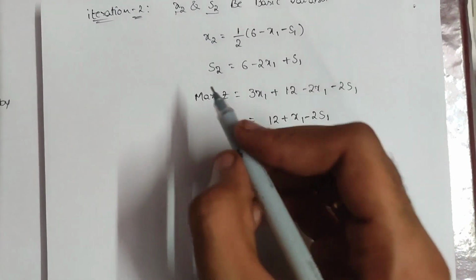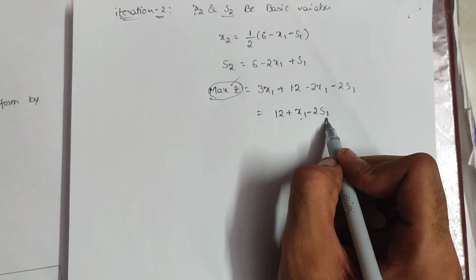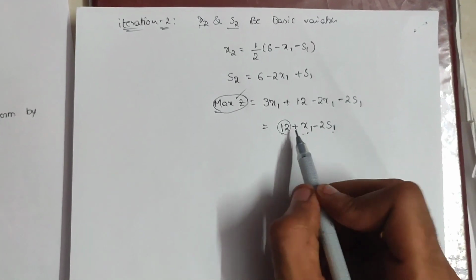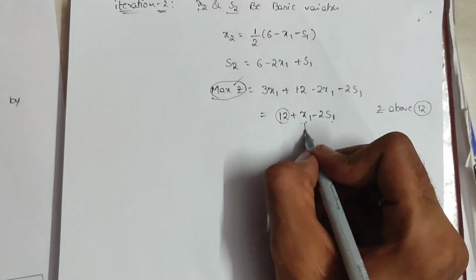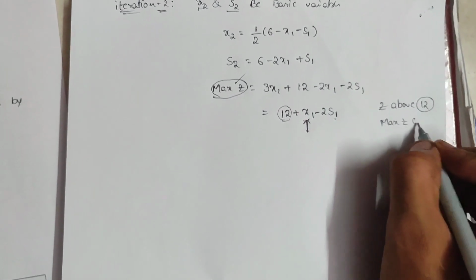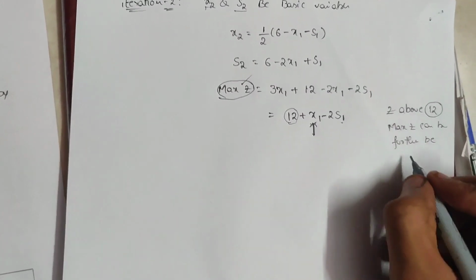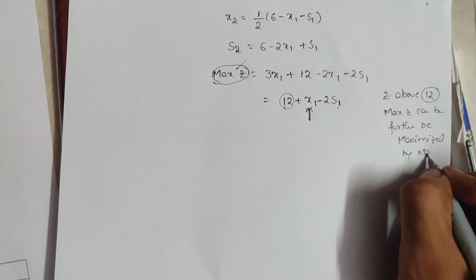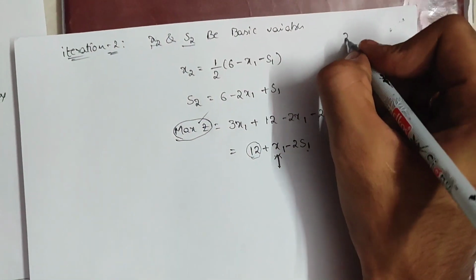So let us check if we can further maximize the value of z. If we consider x1 and s1 as 0, the maximum value of z will be 12. We can increase the value of z above 12 if we can increase the value of x1. So max z can further be maximized by maximizing x1. Let us now try to calculate the values of x1.